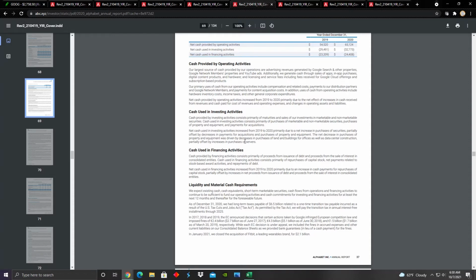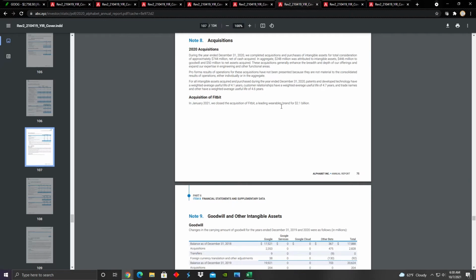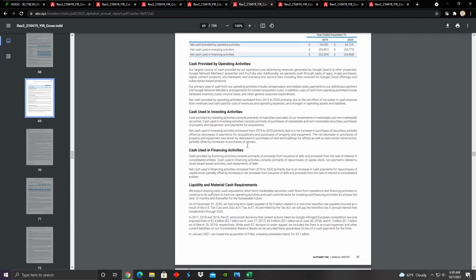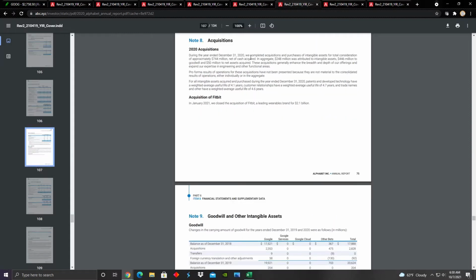Their cash used in investing activities came from their sale of marketable and non-marketable securities, as well as their investments in property and equipment. And their cash from financing activities came from repayments of debt, repurchases of capital stock, as well as stock-based award activities. And we can see that part of their investment activities include acquisitions, and one of the acquisitions that they made in 2020 was the acquisition of Fitbit, or in January 2021, which they closed, Fitbit being a leading wearable brand that's worth $2.1 billion.